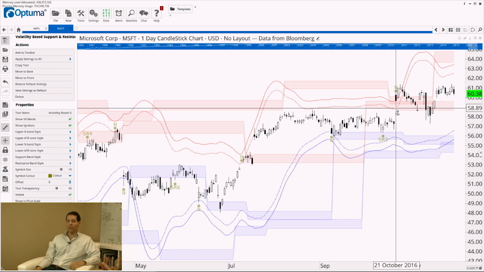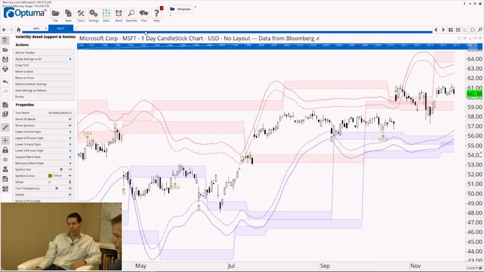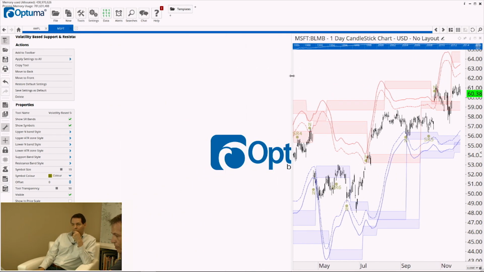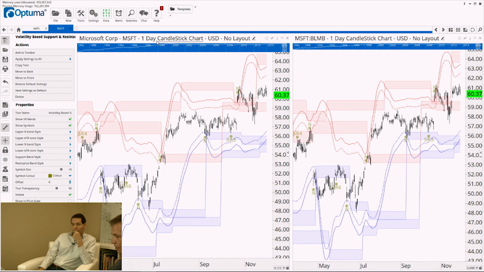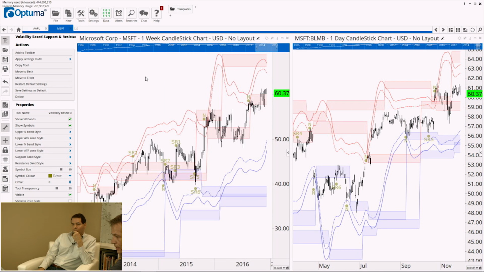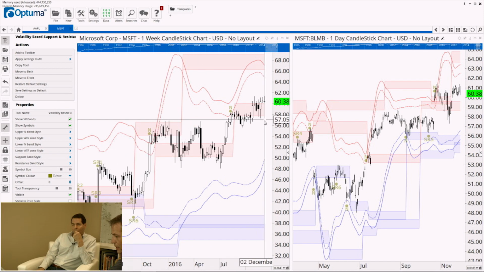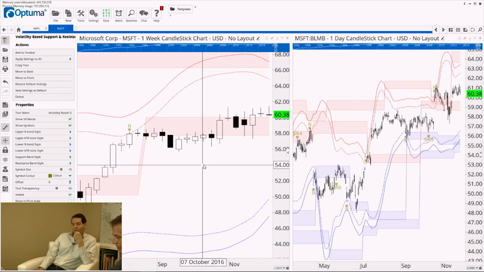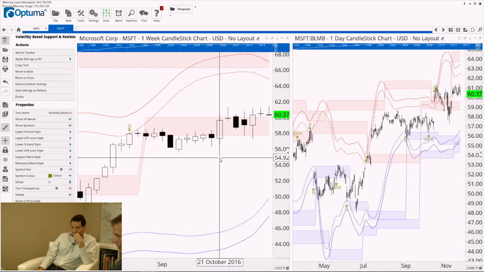Let's flip to a weekly chart of this. Do you want to put them side by side? Sure, let's do that. So what we're going to do is just drag this across. I want to clone that chart, and let's change that to a weekly. And we're going to zoom in, and let's find our October 21st. Okay. There.